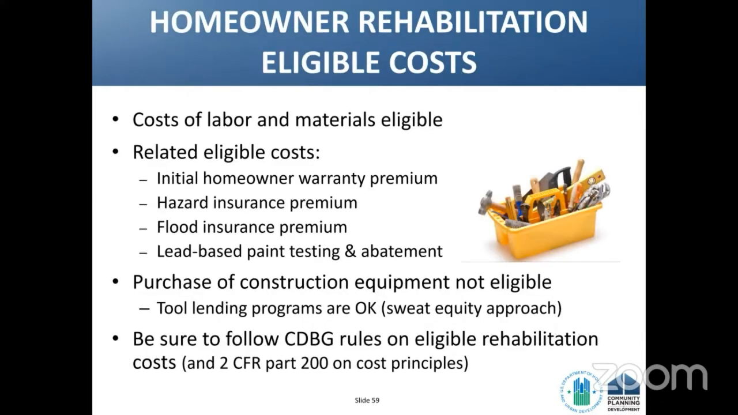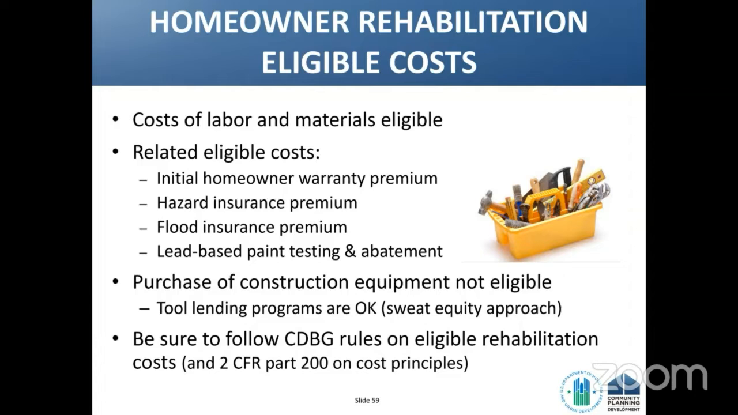Okay, let's talk about what's eligible. Of course, the cost of doing the work and the materials needed to do the work are eligible. But also these things identified here: initial homeowner warranty premium, the hazard insurance premium, flood insurance, and so forth. Those are also what we call related eligible costs, as well as lead-based paint testing and abatement.